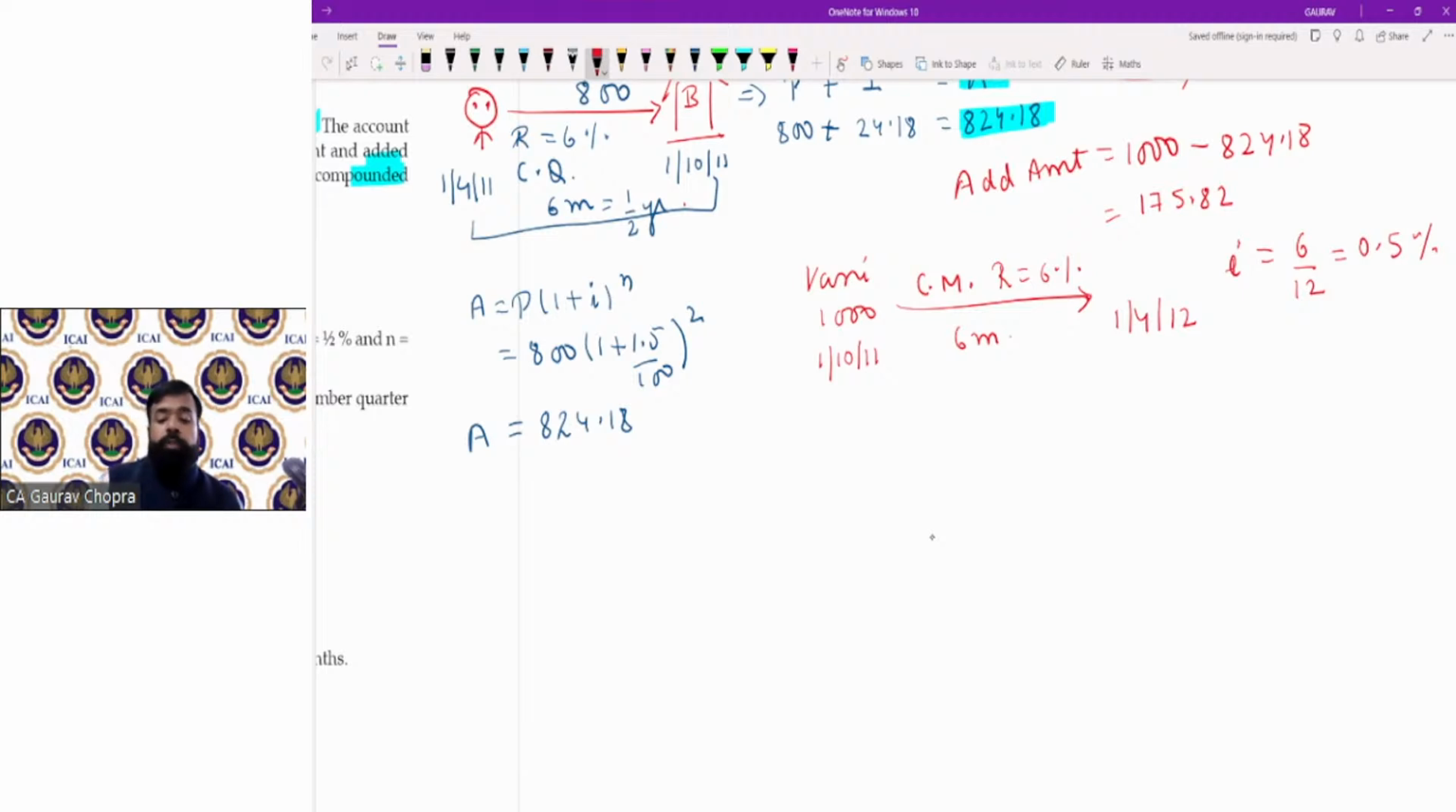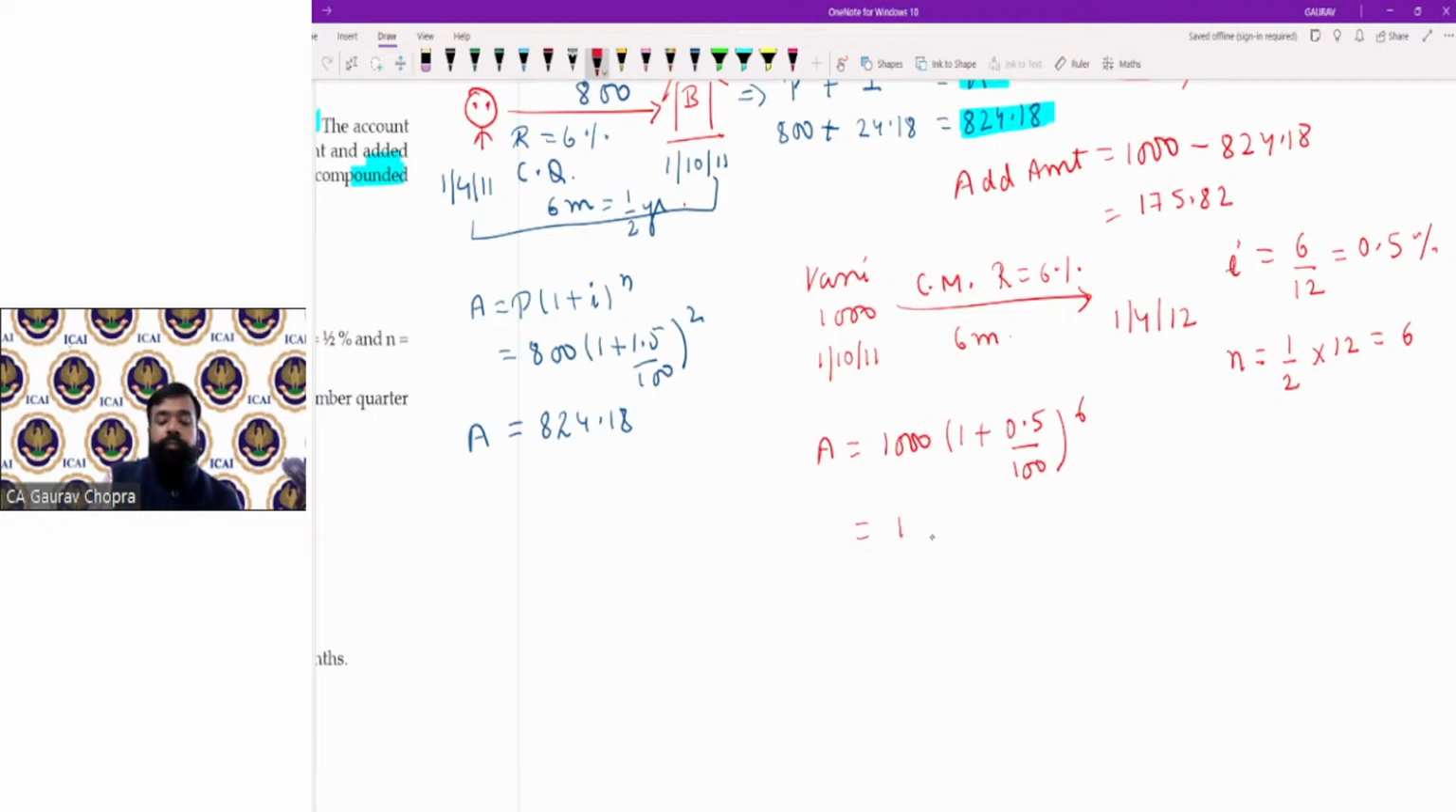Okay. And what about the time period? N, since it is monthly, so multiply by 12. So half year multiplied by 12, it gives 6. So N is equal to 6. Now again apply the formula. Amount is equal to principal 1000, 1 plus 0.5 upon 100, whole to the power of 6.